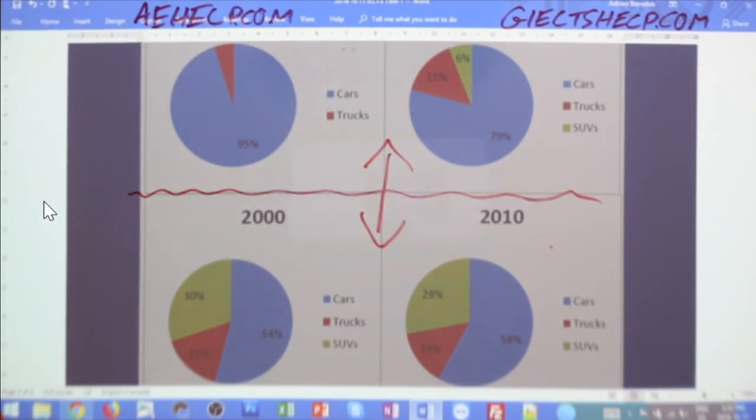So Jubilant James says, for the 4 given years, the 4 pie charts show that the U.S. citizens' preference for automobiles has remained dominant for cars. Yes, but I think, James, that's a little bit misleading. I think we could say something a little bit more clever.